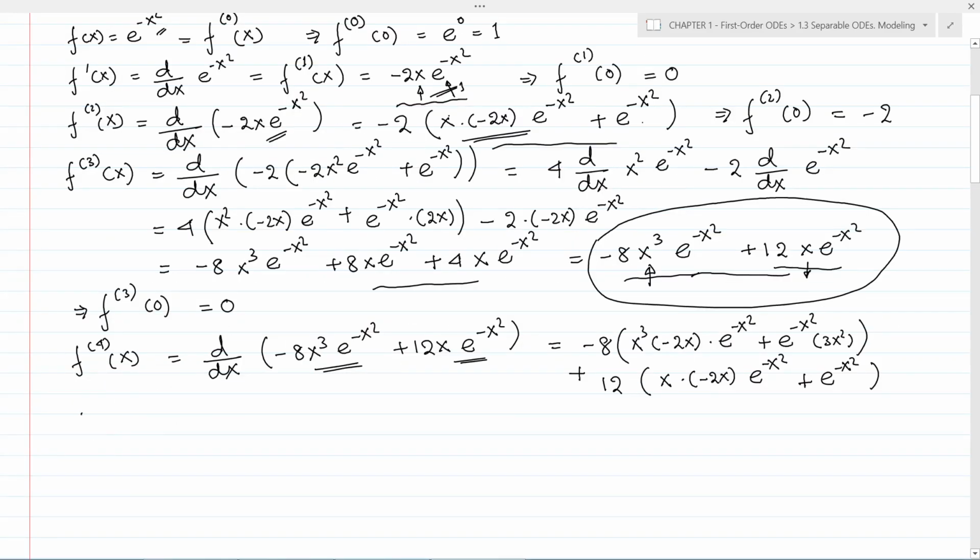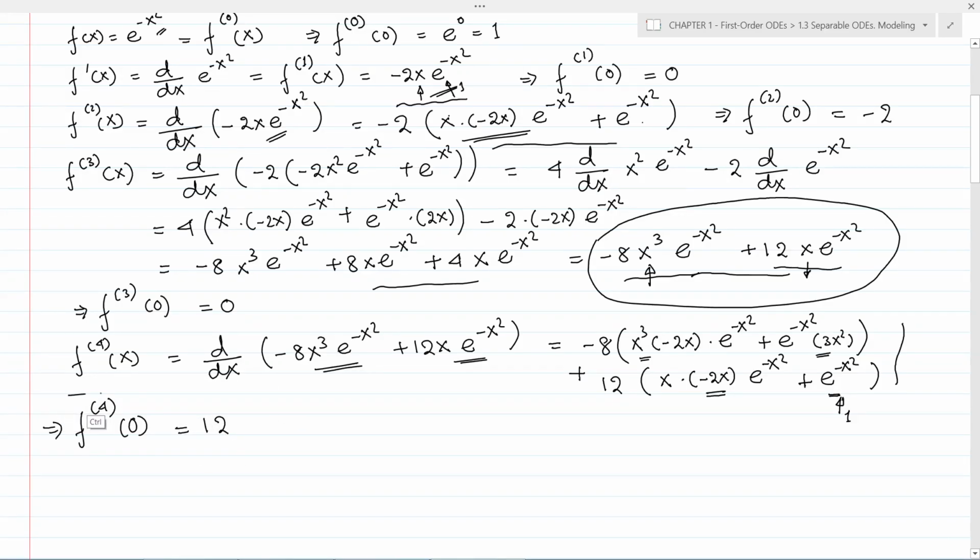Now we can directly calculate f4 of 0 by substituting 0 in place of x in this. We can see this first term becomes 0 because this x term is multiplied by e to the power minus x square term. Similarly, the second term also becomes 0, the third term also becomes 0, and only the fourth term remains. Now the fourth term becomes 1 because if x equals 0, e to the power 0 is 1, which will be multiplied by 12, and the whole answer becomes 12.